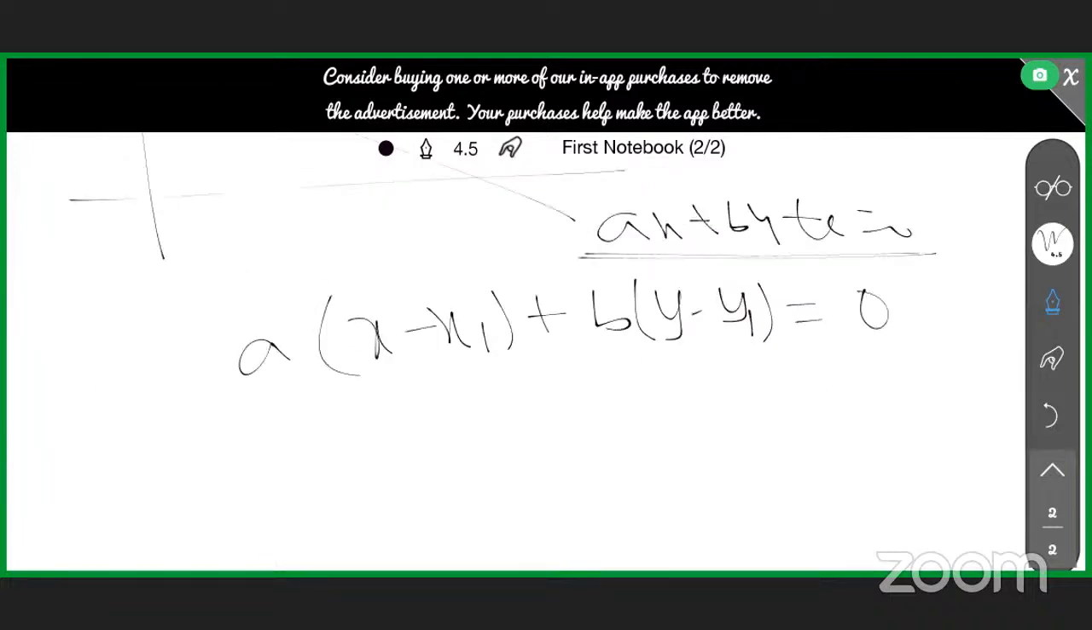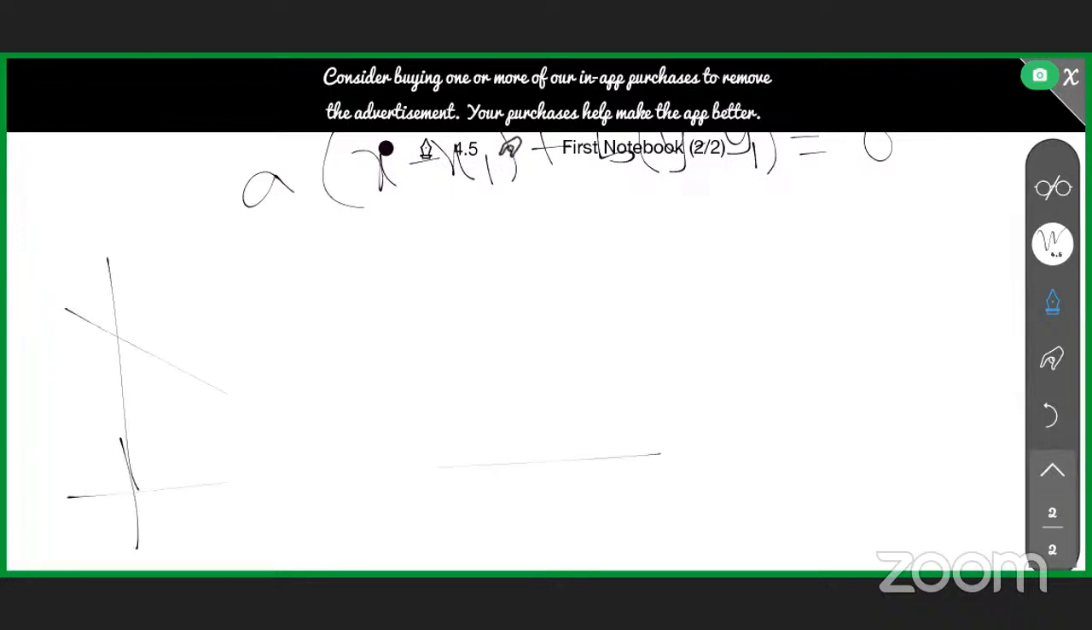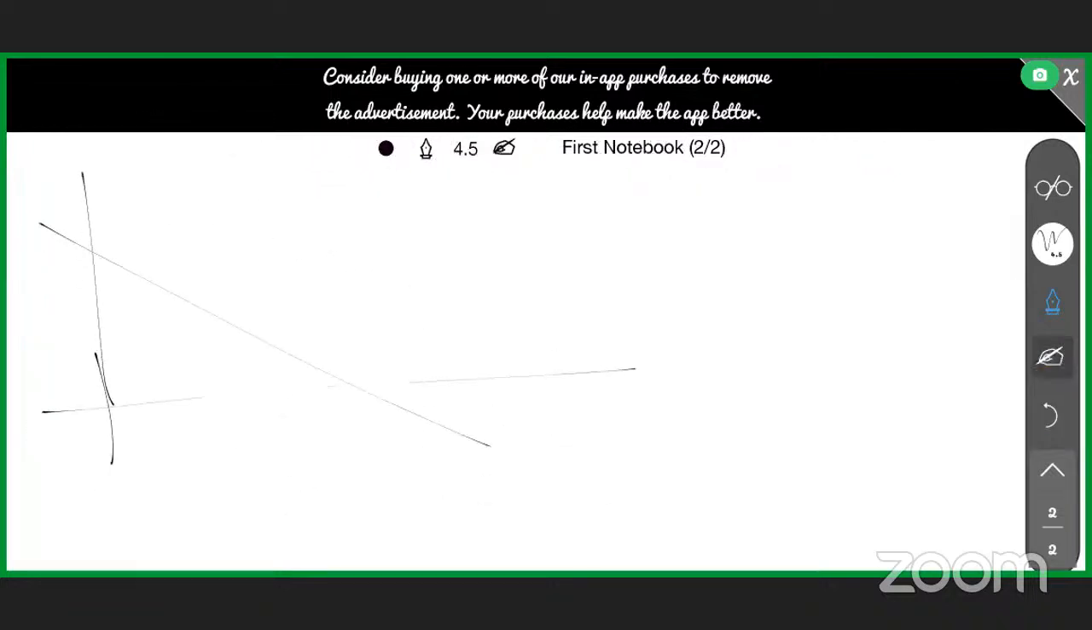And let us consider it as a parallel line. This is my line ax plus by plus c is equal to 0. Another line is passing through the point x1, y1.